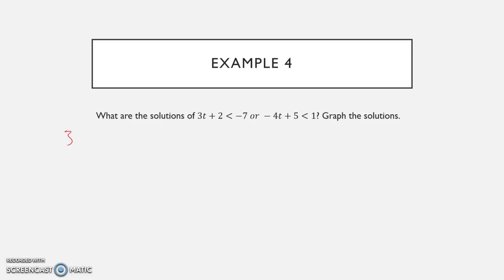Over here I've got 3t plus 2 is less than or equal to negative 7. And over here I'm going to do negative 4t plus 5 is less than or equal to 1. Be careful. You do have a negative coefficient here, so we're going to have to do some sign flipping on the second one. Let's go ahead and get that out of the way first. Remember, if you subtract, you're not flipping any signs, so that's kind of helpful. I'm going to subtract 5 from both sides here.